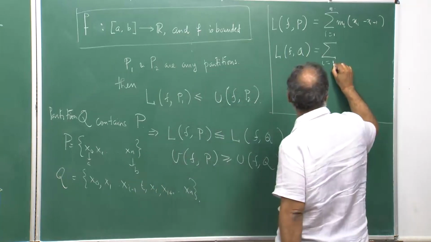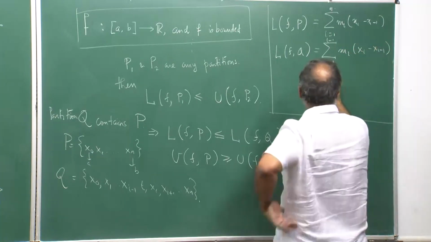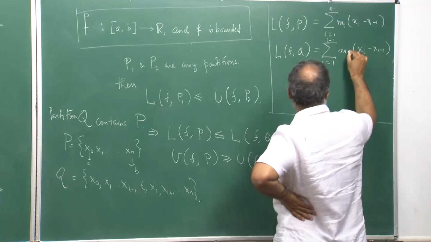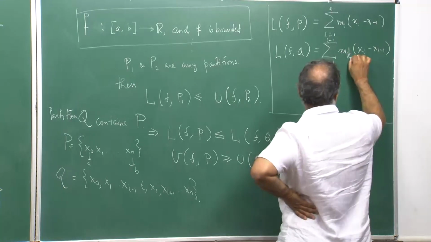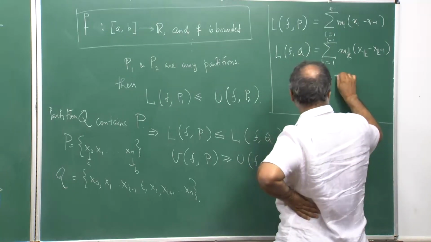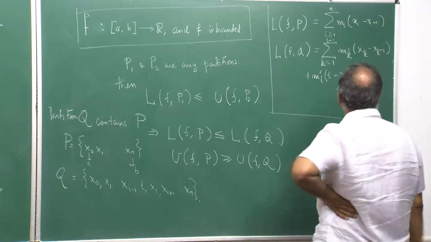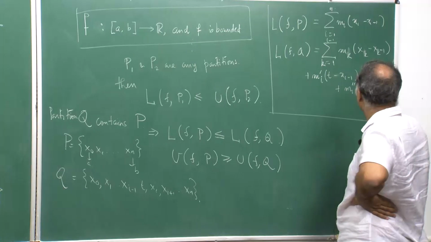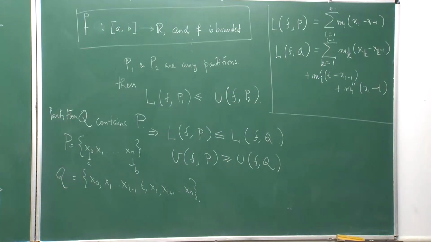Summation i equal to 1 to k minus 1 of mi xi minus xi minus 1, plus, so I can say mi dash, you could put k also in this place, maybe I should put k, it is much easier to understand, k minus 1, and mi dash times t minus xi minus 1, plus mi double dash times xi minus t. So what is happening?